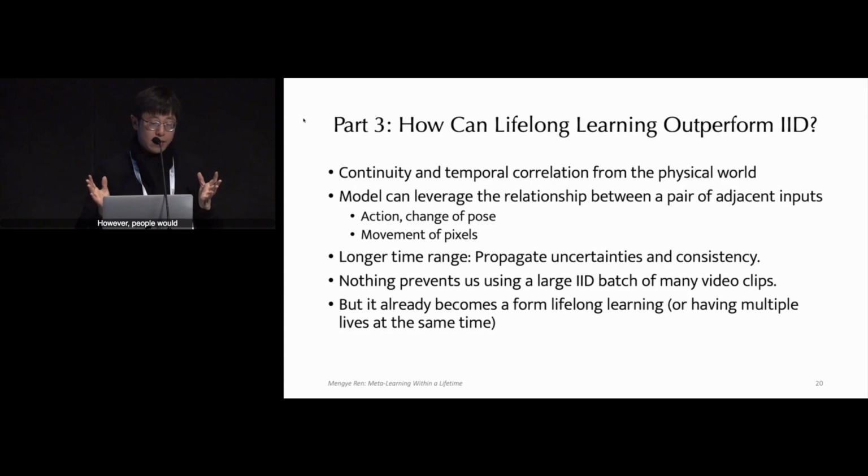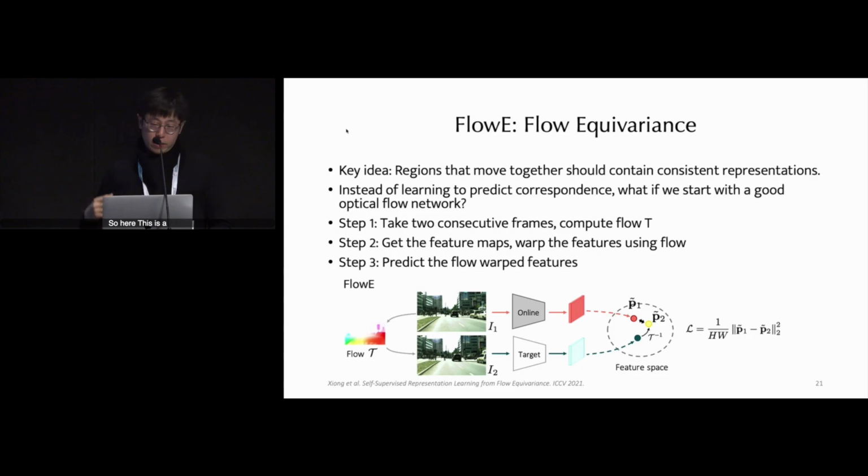However, people would say that nothing really prevents us from using very large IID batches of video clips. But when you try to do that, you already enter the regime of lifelong learning. You're basically saying the model is having multiple lives at the same time, and perhaps this batch size is just going to improve your speed of convergence. So here, this is a disclaimer. The work isn't really a form of meta-learning, but I would like to show a use case of how we can leverage the continuity between input frames to achieve better performance.